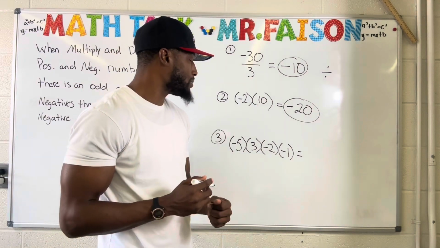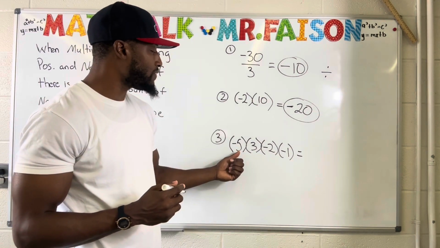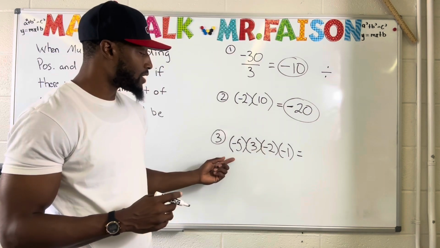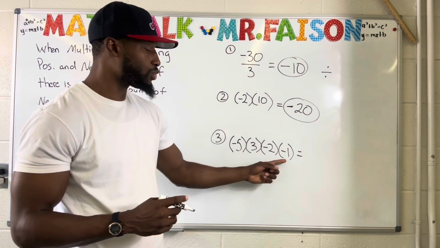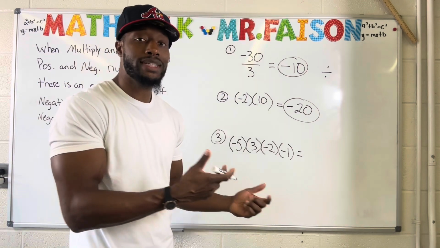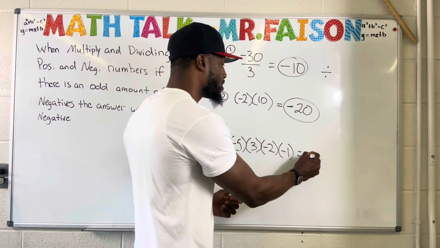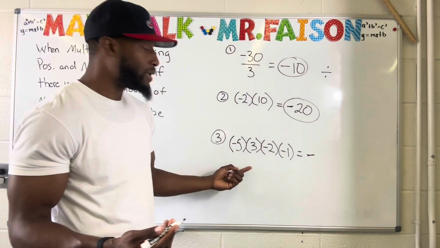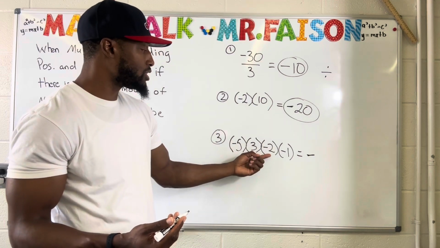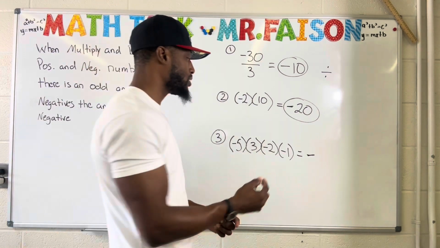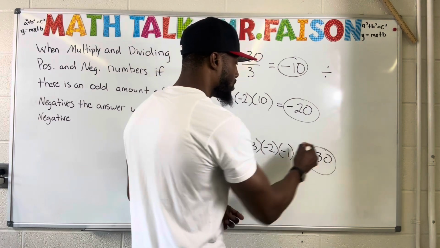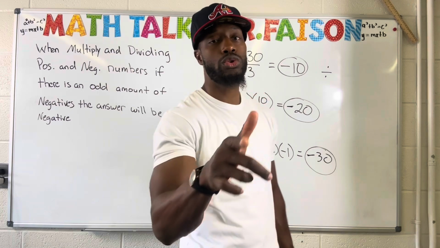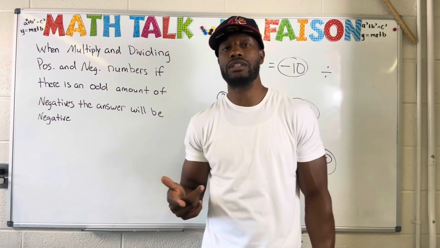Let's jump down to problem number 3. We look at negative 5 times 3 times negative 2 times negative 1. If I look, I have 1, 2, 3 negatives in this problem. That's an odd amount of negatives, meaning my answer is going to be negative. So all we got to do is multiply. 5 times 3 is 15. 15 times 2 is 30. 30 times 1 is still 30. So we have negative 30 as our answer. The question is, what do we do when it's an even amount of negatives in the problem?